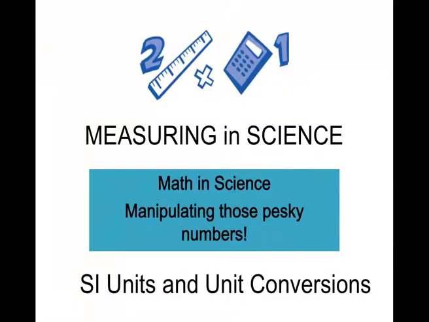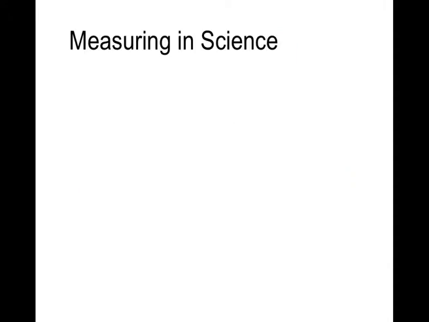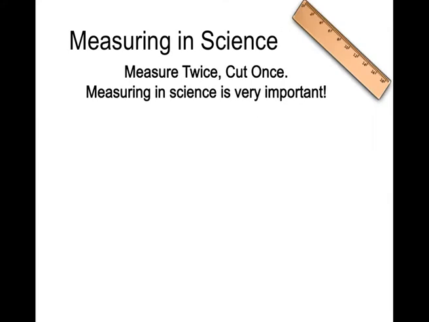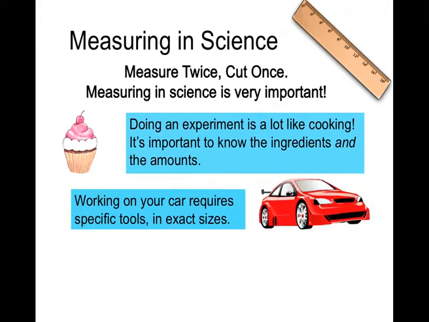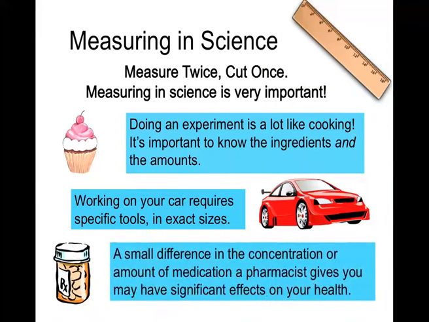Today we're going to be talking about measuring in science. Particularly, we're going to be talking about the metric system. So in science, when we're talking about measuring, it's very important, but it's also very important in life. Think about even science as being like cooking. If you don't get your ingredients right and you don't have the right amounts of ingredients, then whatever you're cooking is not going to come out right. It's the same thing in science.